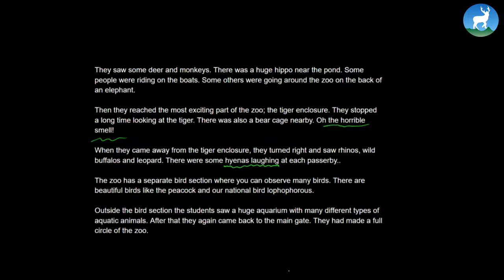Outside the bird section, the students saw a huge aquarium with many different types of aquatic animals. After that, they again came back to the main gate. They had made a full circle of the zoo. Now, having read this passage, this is all about the activity the students did there on the excursion. They are observing the tiger and of course the bear and hyenas and all those animals, buffaloes, rhinos, you just name it. They're observing all these animals and filling their trip sheet.